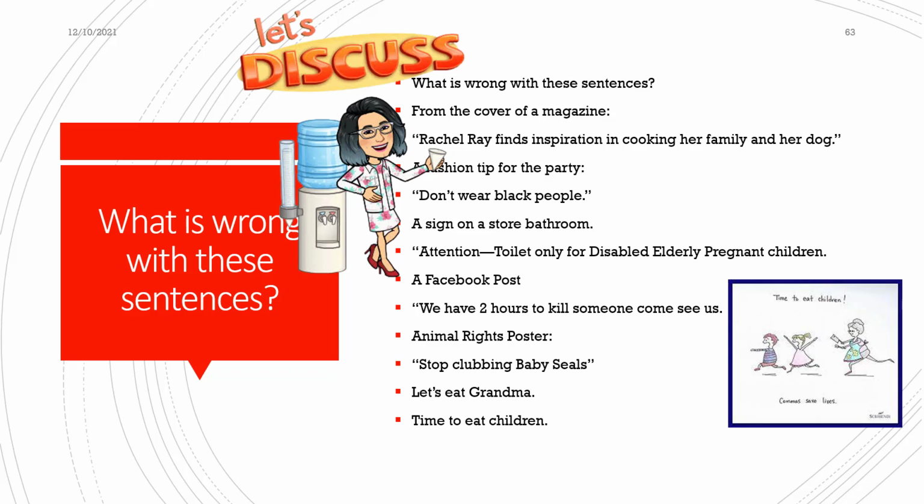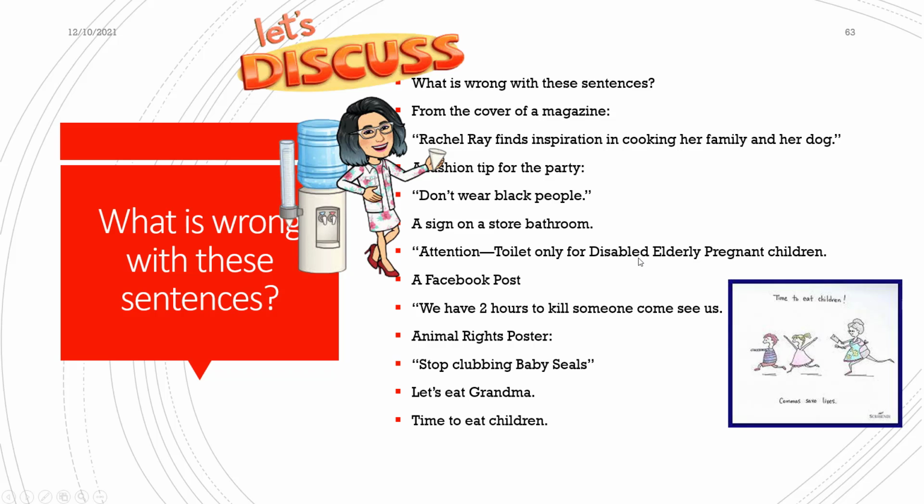A sign on a store bathroom. Attention, toilet only for disabled, elderly, pregnant children. Oh, so you're going to have children that are pregnant, elderly, and disabled all at the same time? How is it that a child can be elderly and pregnant at the same time? So that means that when you don't put commas, then everything becomes an adjective. All of these words become an adjective for the noun children. That's not what this person meant.